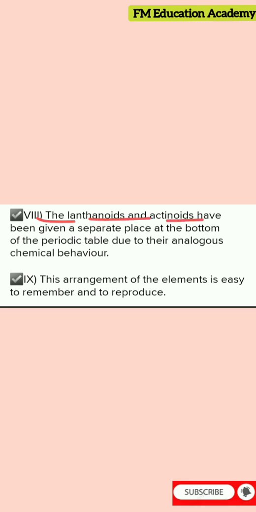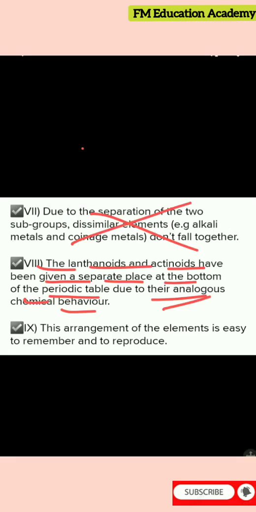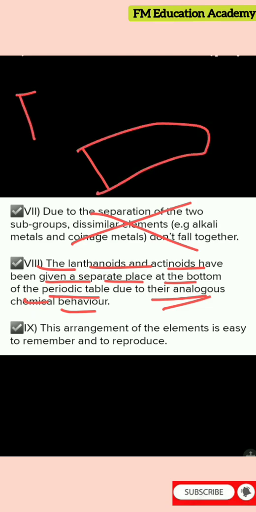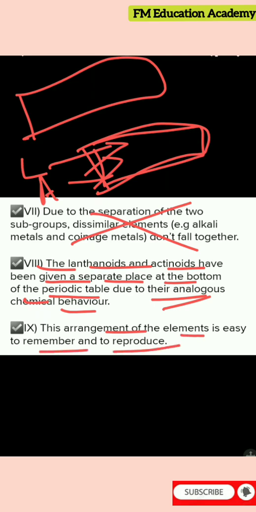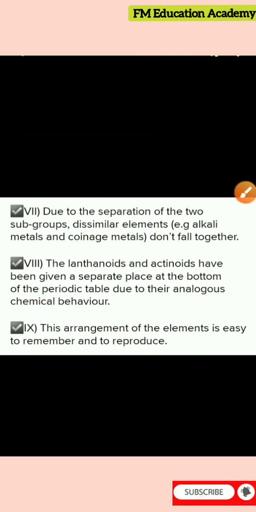The lanthanoids and actinoids have been given a separate place at the bottom of the periodic table due to their analogous chemical behavior. Analogous chemical behavior means these lanthanoids and actinoids you see at the bottom of the periodic table, as I showed you just now, have some unusual properties. Because of that, they are placed at the bottom of the periodic table, and this arrangement of the elements is easy to remember and reproduce. These are the characteristics of the modern periodic table which we need to write.